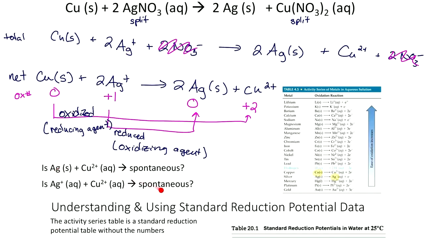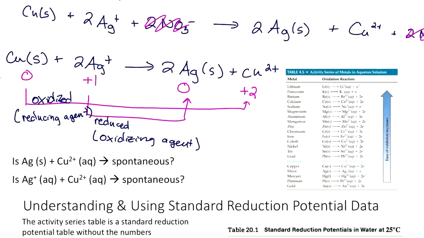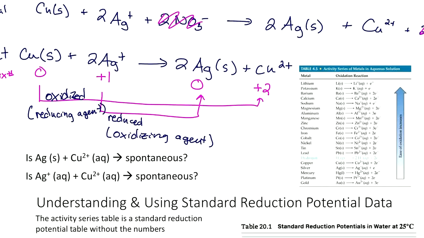But let's look at these examples. What if we mixed silver solid and copper 2 plus? Where is that? Copper 2 plus and silver, would a reaction happen there? No, so delta G is positive. Yes. What about silver plus and copper 2 plus?